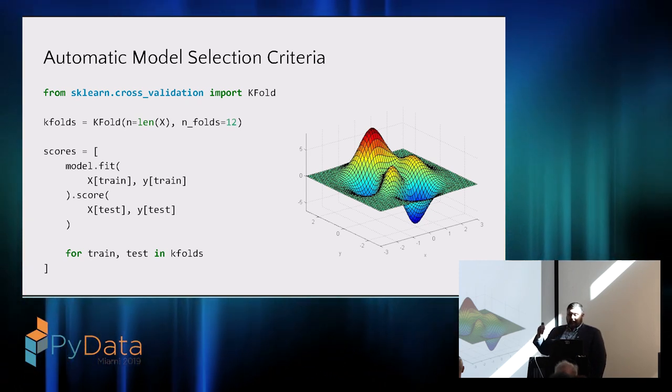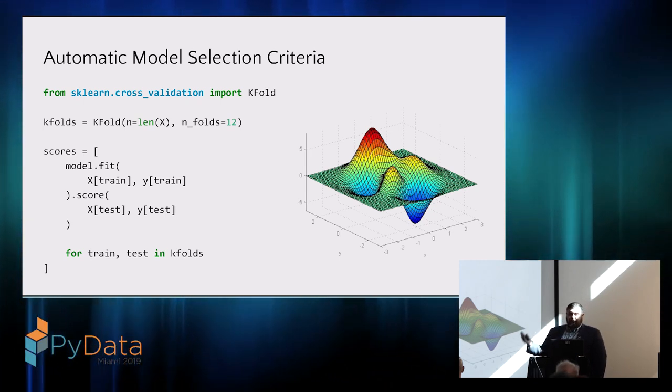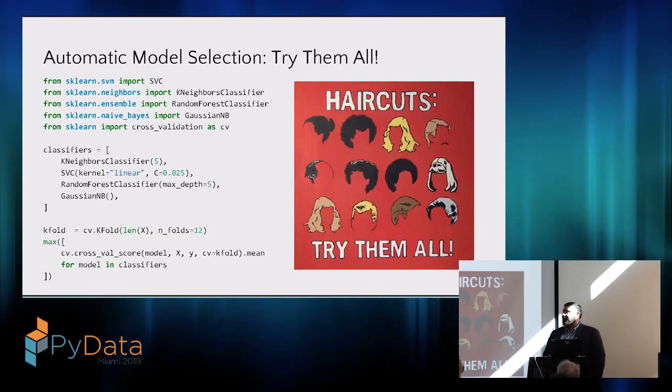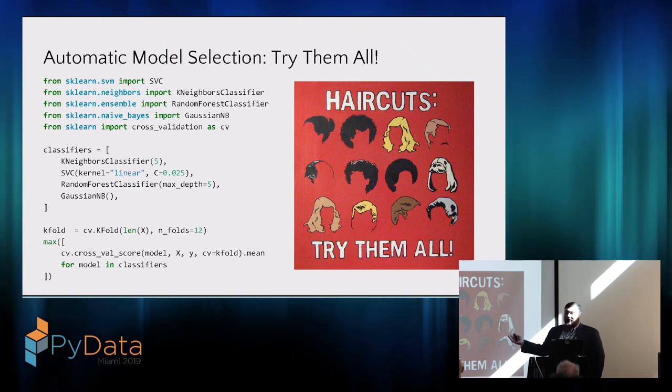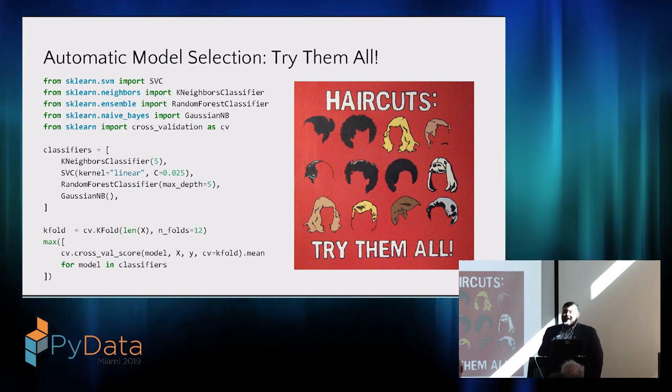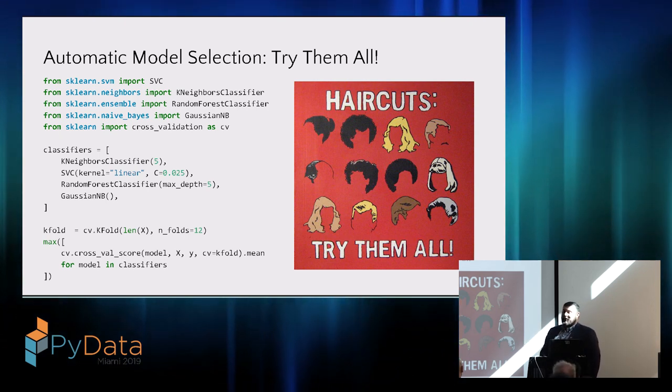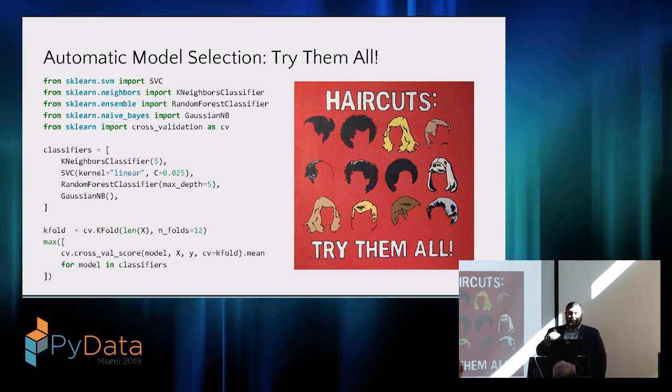We fit, we do our cross-validation, we fit, we take the mean, right? We look for the best scoring model, and we get into this mentality where it's like, just try them all, see what works. And what I'd like to say is that this is what my students do, right? They don't know about these models, so they just try them all.